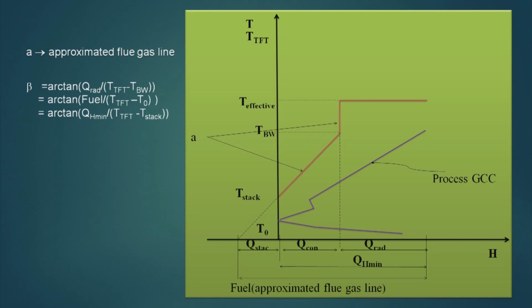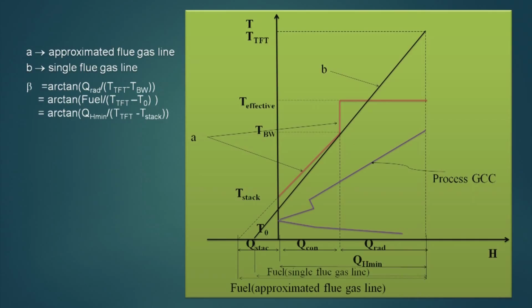Now, let us see if you are doing integration, then this A is the approximate flue gas line, this is the approximate flue gas line, and B is the single flue gas line. And we have seen that if we are going for a single flue gas line, we are not committing much of a mistake.